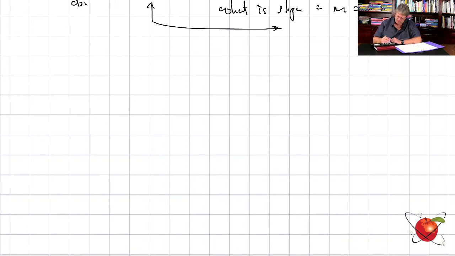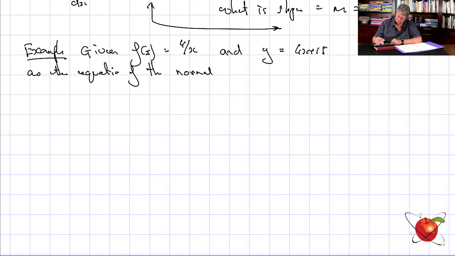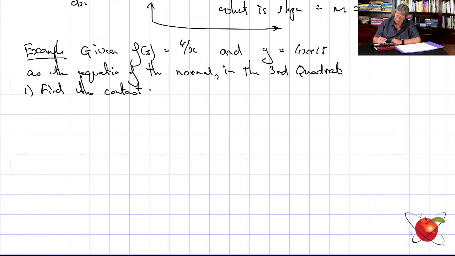Then there's another example. I know we've done a load of examples of this. Another example is given: f of x is equal to 4 over x, and y equals 4x plus 15 as the equation of the normal in the third quadrant. Find the contact points.